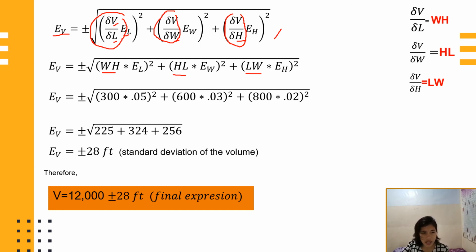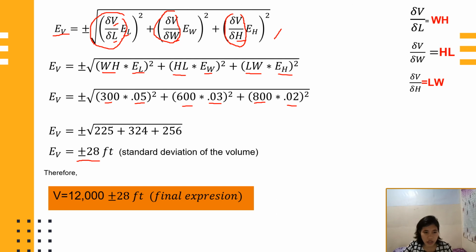So, the answer is 300. 40 times, I guess this is 30 times 20, which is this one. Check the value of the problem. We have here length times width. And we have here EH, which is 0.02. EW, error in the width, which is given as 0.03. Error in the length, which is 0.05. So, substitute the values. So, the answer would be plus minus 28 feet.